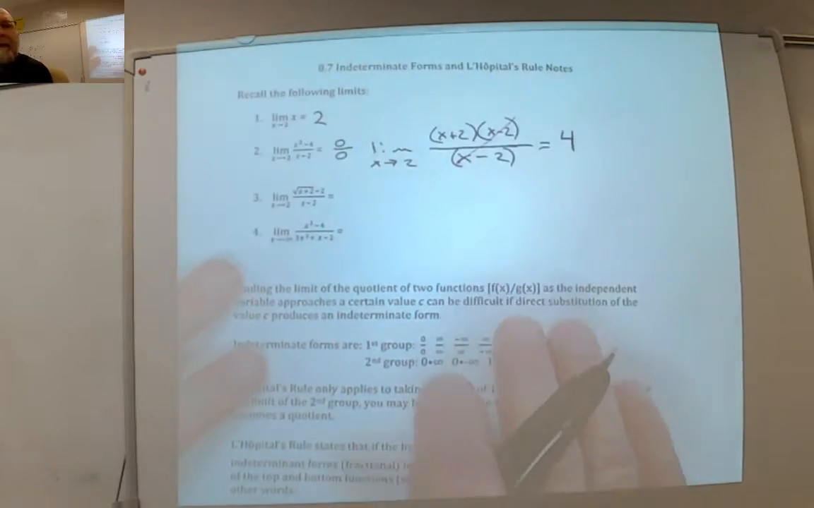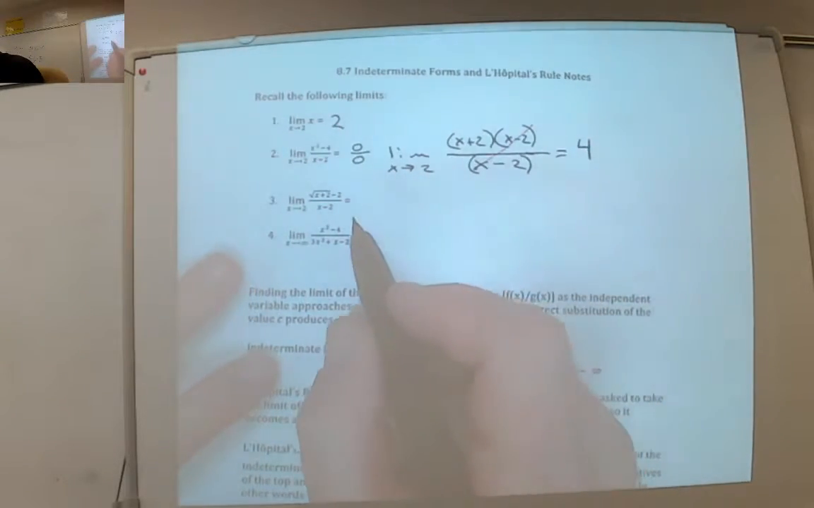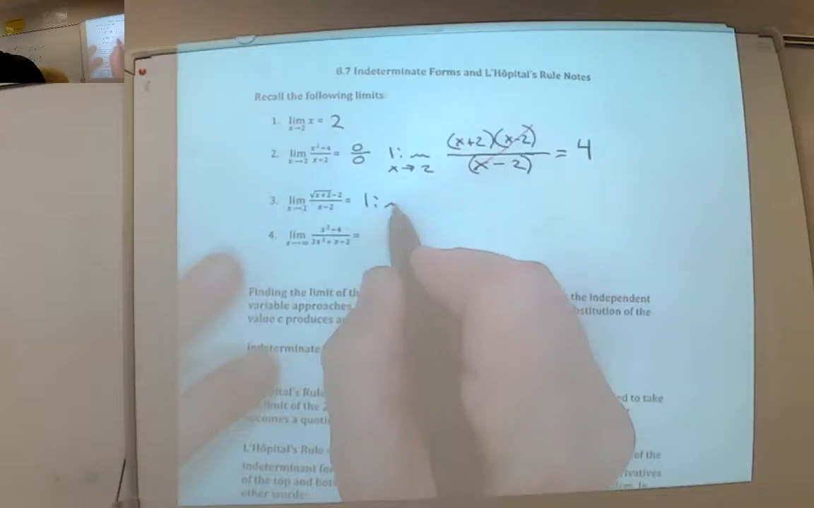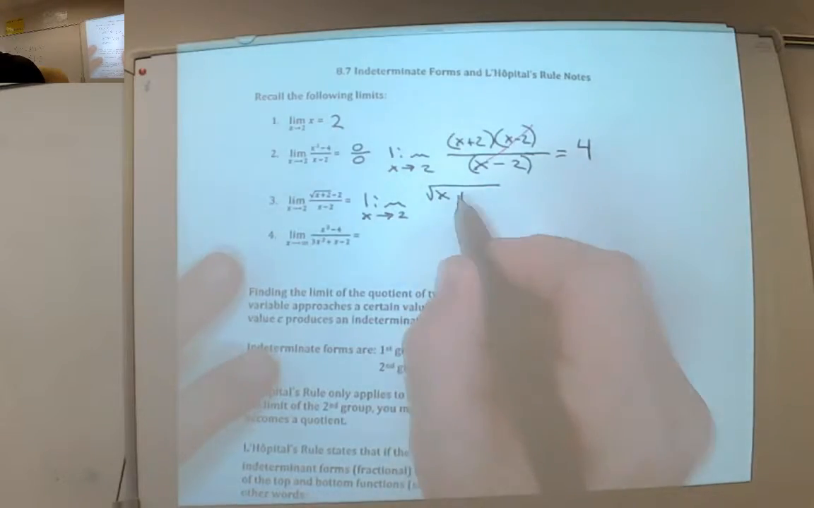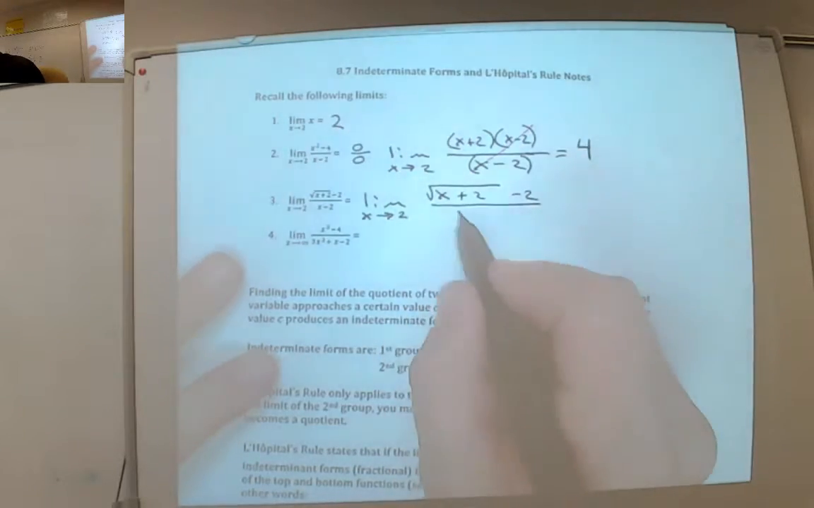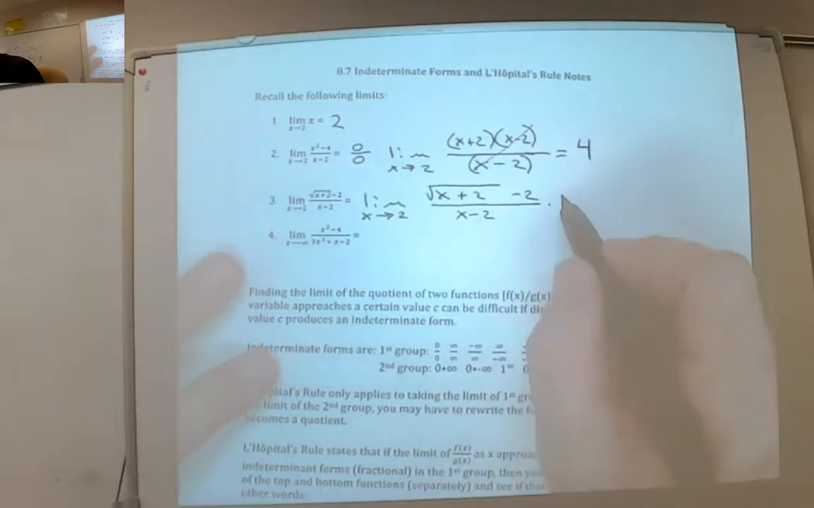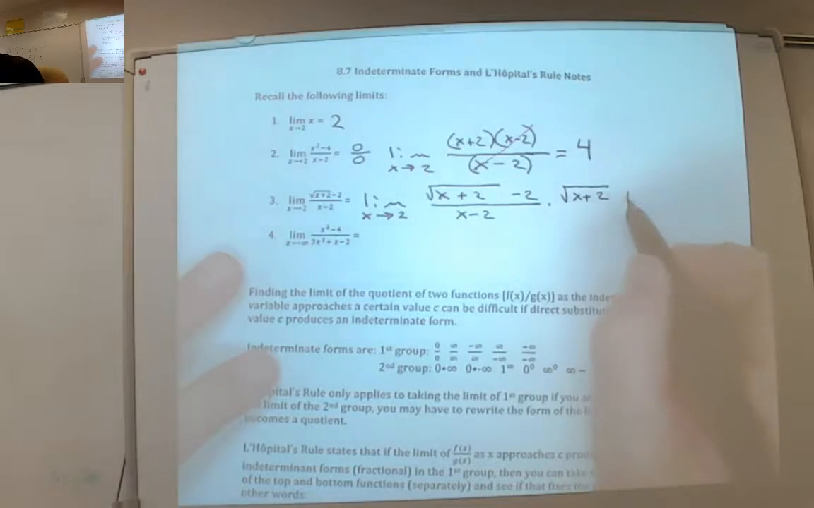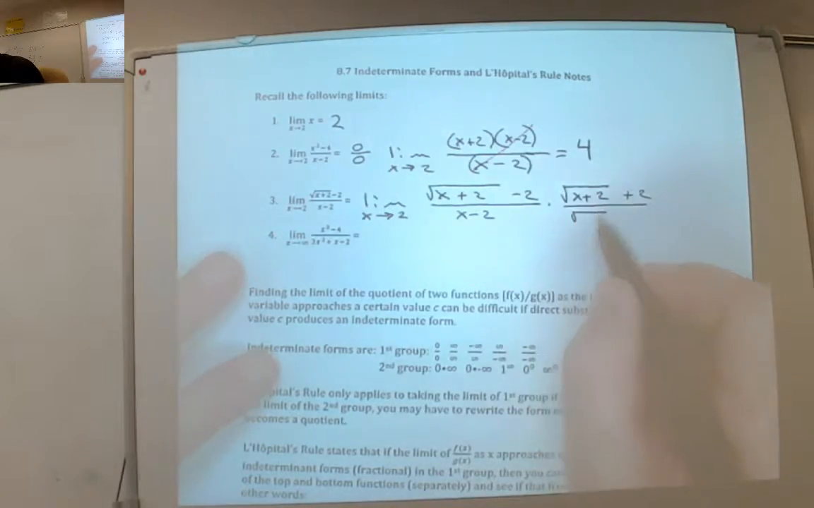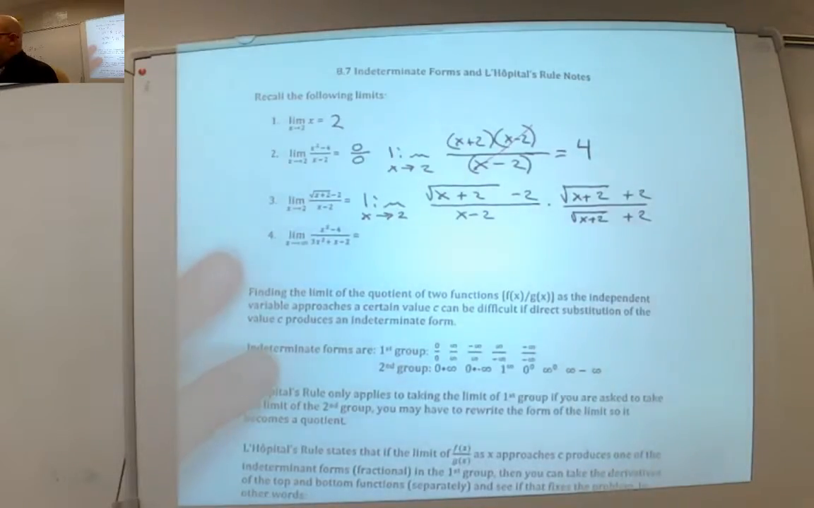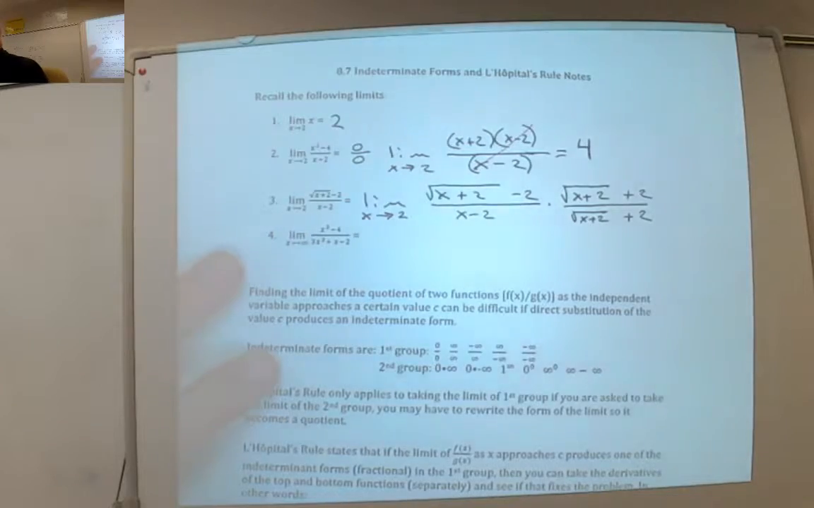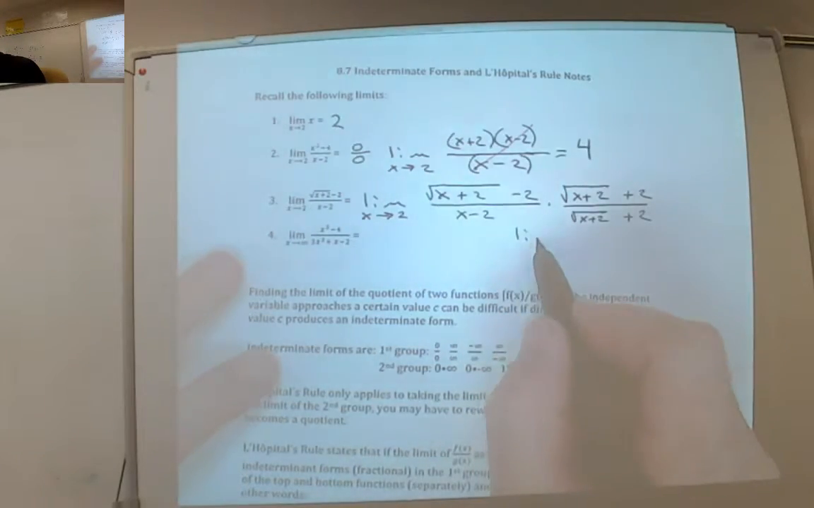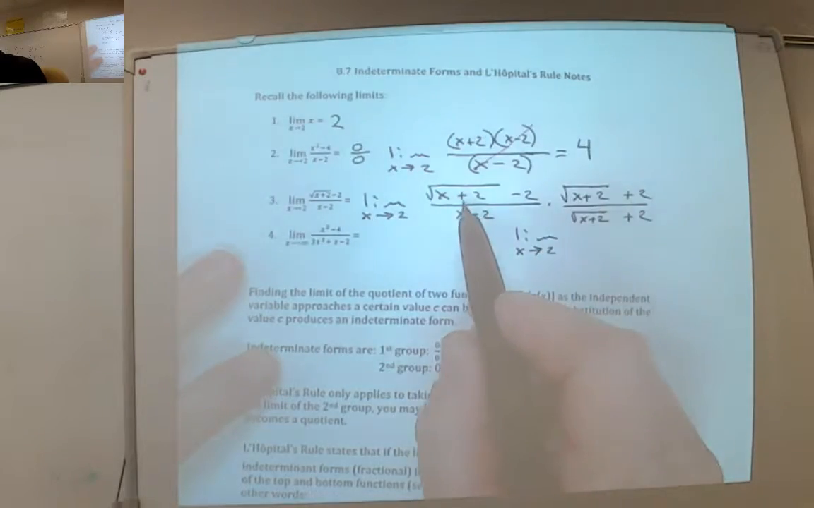Jacob, what would you do here? You would multiply the top and the bottom by square root of x plus 2 plus 2. Wow, that's very good. Like this? Okay, what's the relationship between these two? They're conjugates. They're conjugates also, okay? So that gives me the limit as x approaches 2. What do you get when you multiply these conjugates?